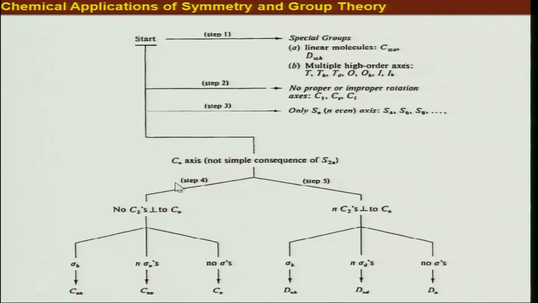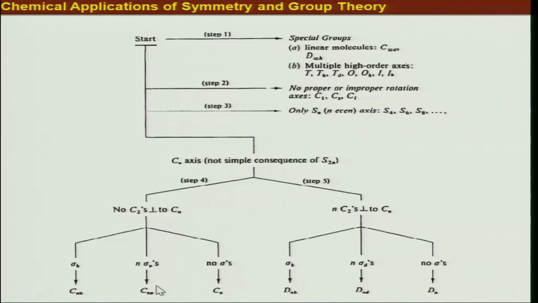Now let's follow the direction of step 4, where I have a C type of point group. Next I ask, do I have a sigma h? I know what sigma h is because we have discussed that. If the answer is yes, then I have a point group which is Cnh. Okay, if the answer is no, then I ask the next question, which is, are there n number of sigma v's? If the answer is yes, I have a point group which is Cnv.